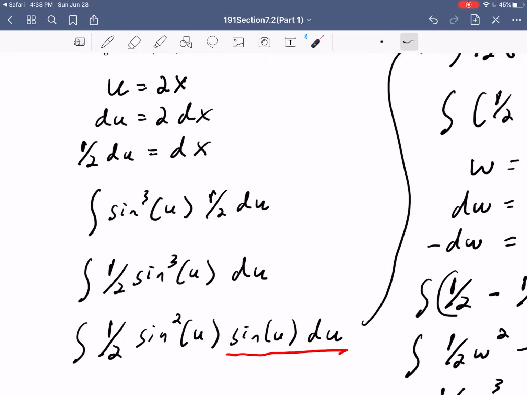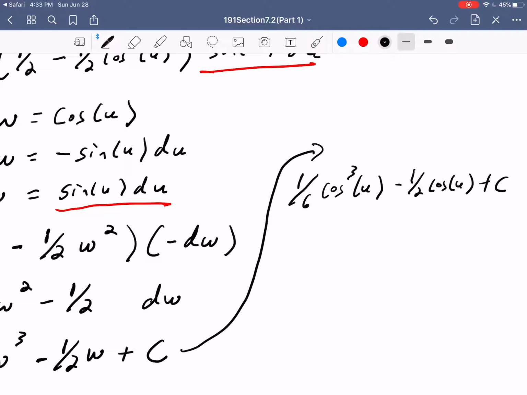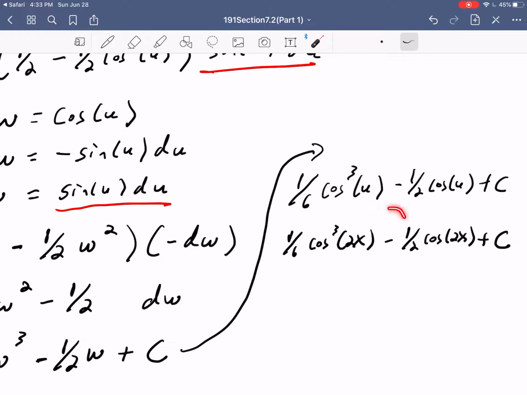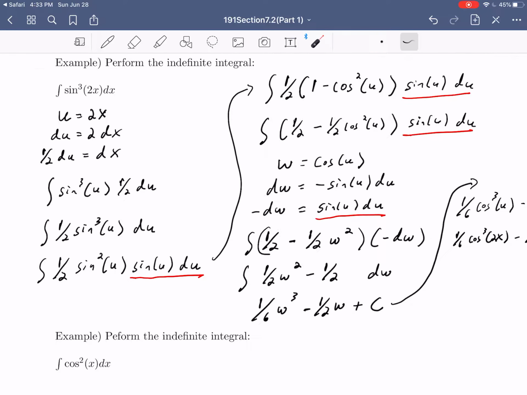That's unpacking what the w was as cosine of u. And then, remember, over here, u was equal to 2x. So we can pop that in there, and we get 1/6 cosine cubed of 2x minus 1/2 cosine 2x plus c. So there we go. This time we were able to do this, even though it wasn't technically initially a product of trigonometric functions, right? It was just the sine by itself.